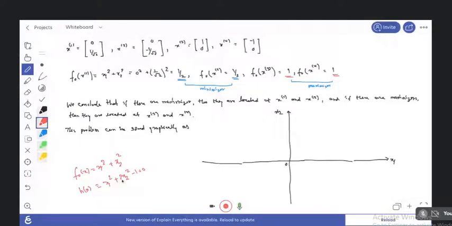Okay, so now in this elliptical equation, if we divide it by 2, we get x1 by root 2 square plus x2 square over 1 equals 1. So here you see that this is your major axis, because root 2 equals 1 point something, so this is greater. So this x1 is your major axis and x2 will be the minor axis.